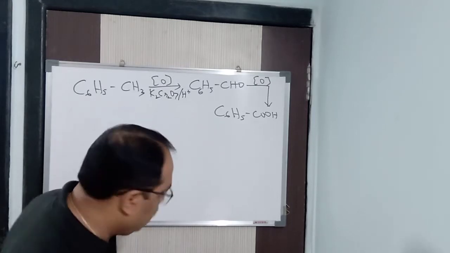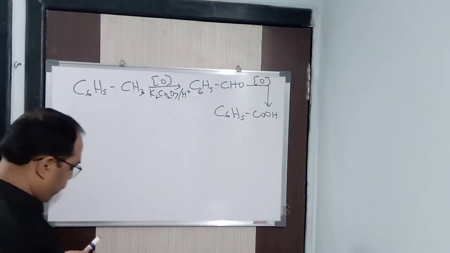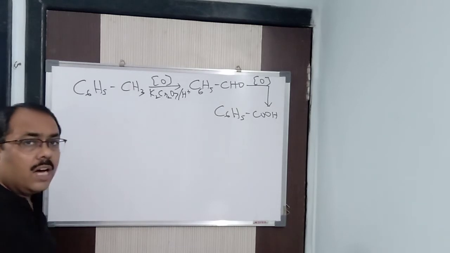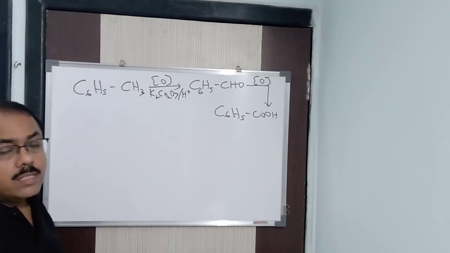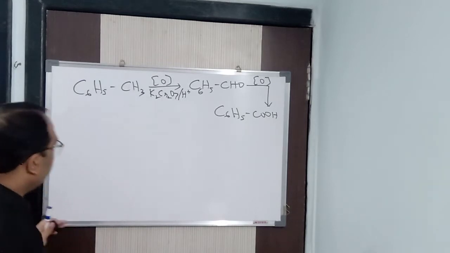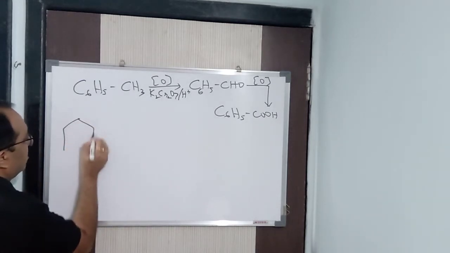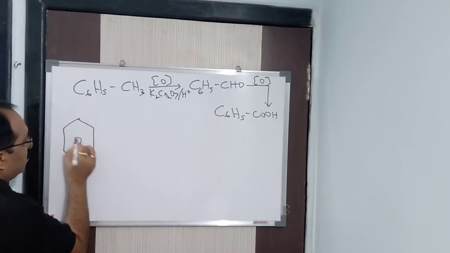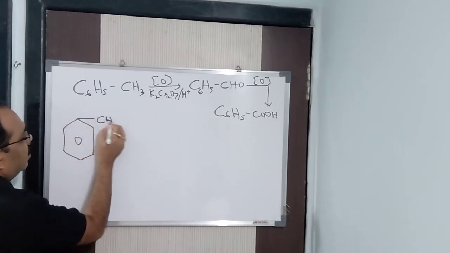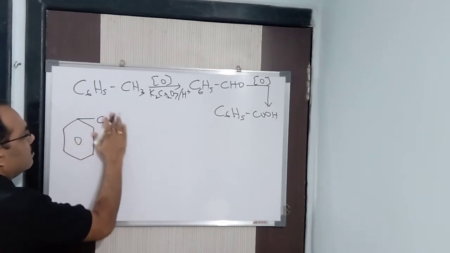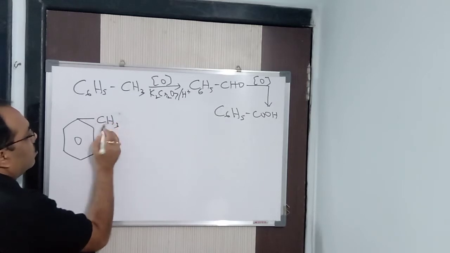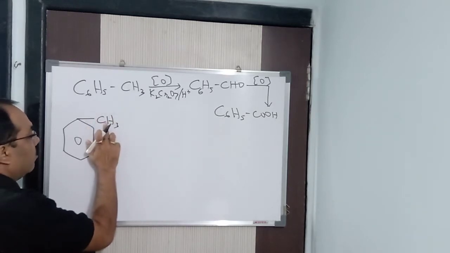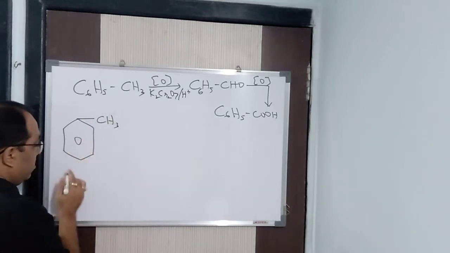Now, next is with chromyl chloride. What is chromyl chloride? CrO2Cl2, that is chromyl chloride. Here I will be taking toluene, because if you want benzaldehyde you can prepare it from benzene, no problem, but you need to do something more, which we will also study, don't worry. So in this way we take toluene.